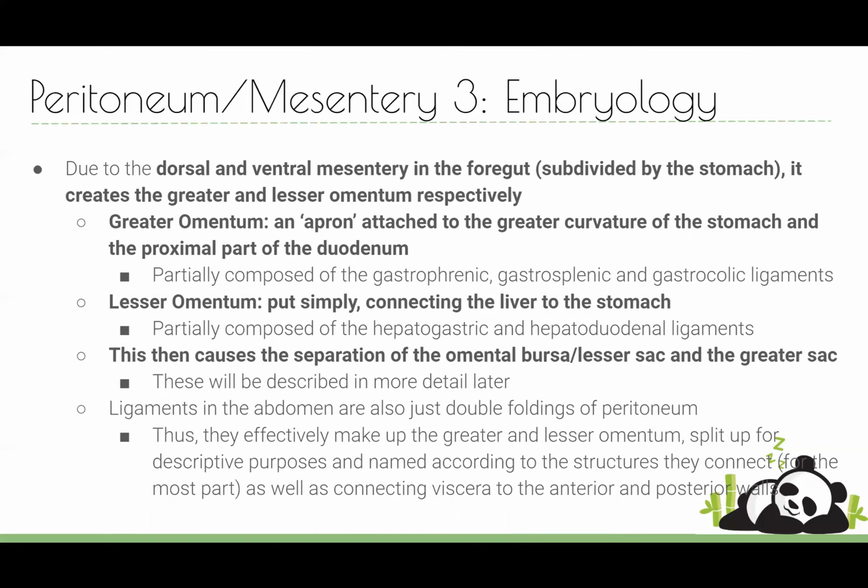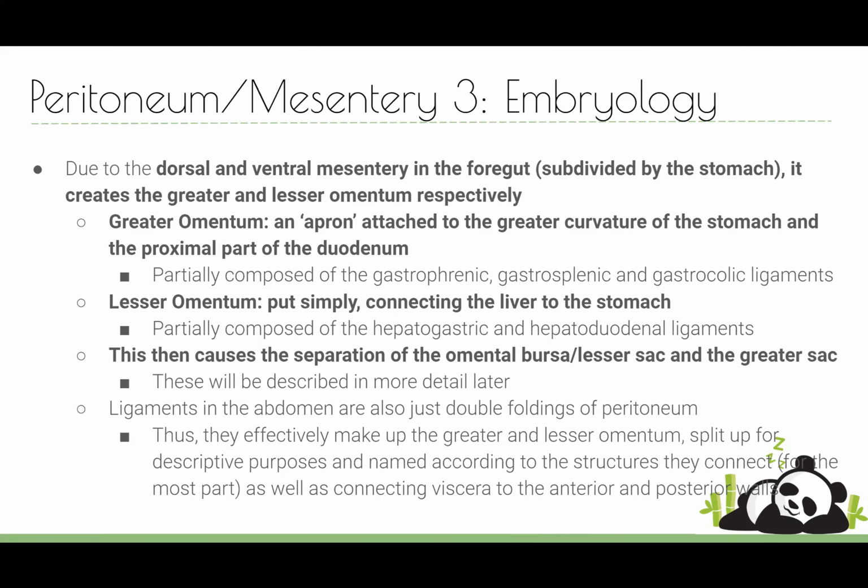So the greater omentum is also termed an apron, and is attached to the greater curvature of the stomach, which is the larger side. So this side here, when you're looking at a stomach. It's composed partially of gastrophrenic, gastrosplenic, and gastrocolic ligaments. The lesser omentum is basically connecting the liver to the stomach. It's effectively all it does. And it's also composed of these other two ligaments.